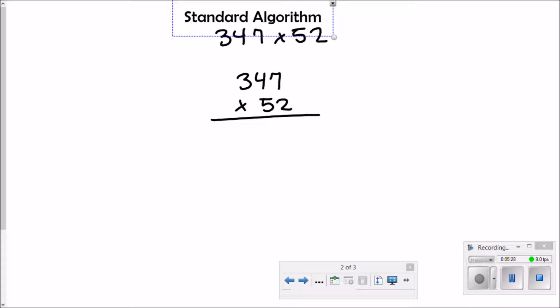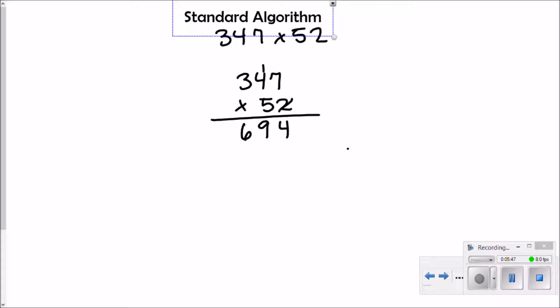We have 2 times 7, which is 14. So in the ones place, I'm going to write 4. I'm going to carry the 1. 2 times 4 is 8, plus 1 is 9. And then 2 times 3 is 6. Now, we're finished with the ones place and the ones place in the multiplier.